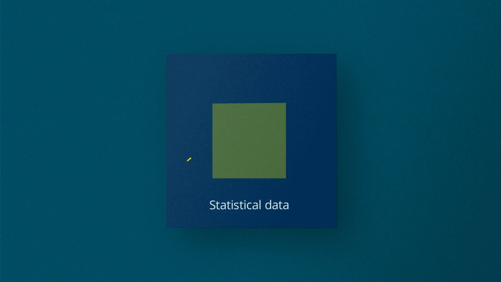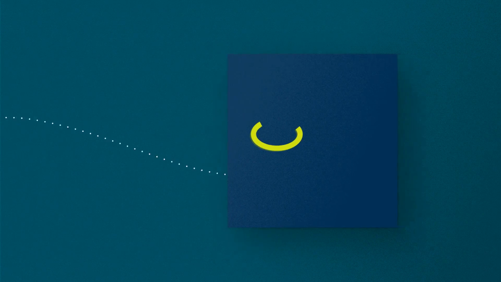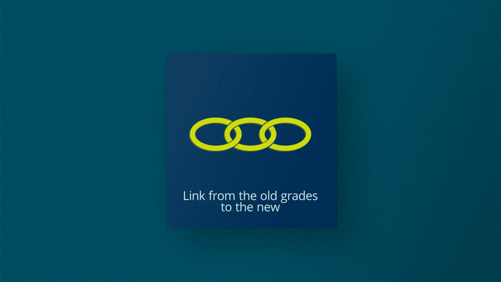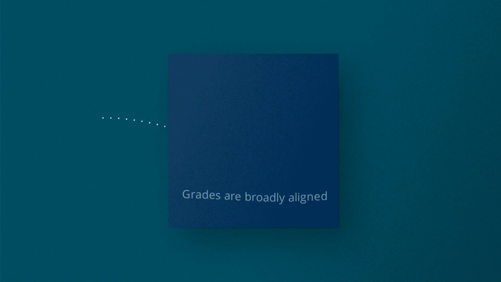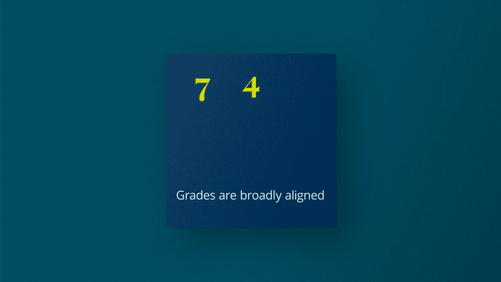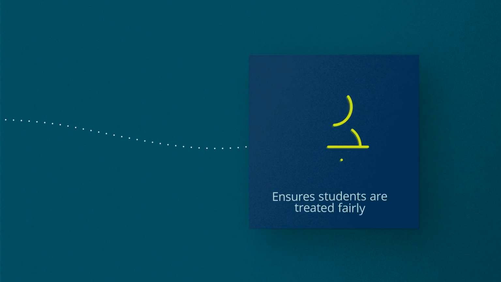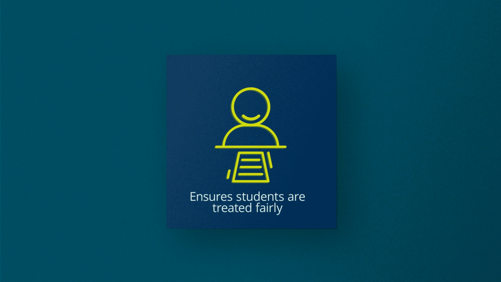So, to recap, statistical data will be used at the key grade boundaries of 7, 4 and 1, which will create a link from the old grades to the new. And at national level, the proportions of 16-year-olds achieving grades 7, 4 and 1 will be broadly aligned with those achieving grades A, C and G in the previous year. Collectively, all this means an approach that will ensure students are treated fairly and not disadvantaged as we move to the new 9:1 grading system.